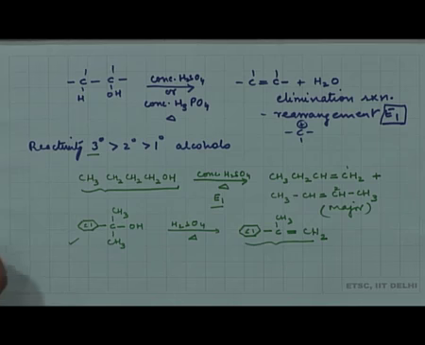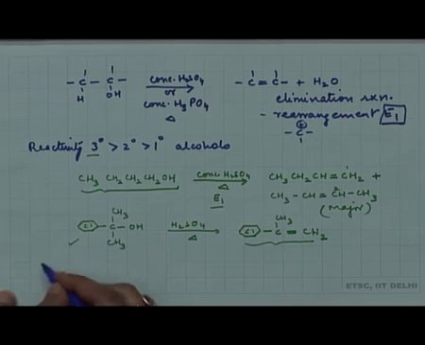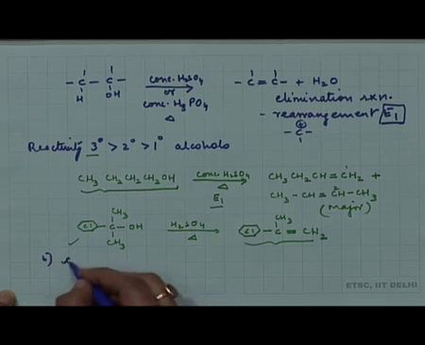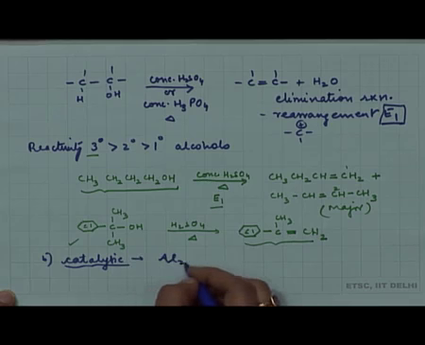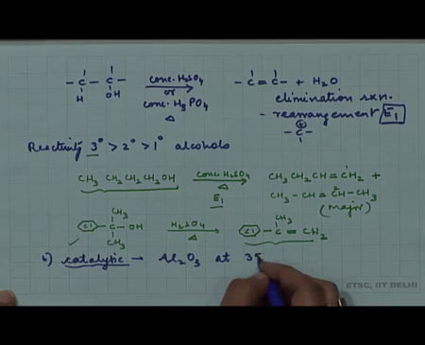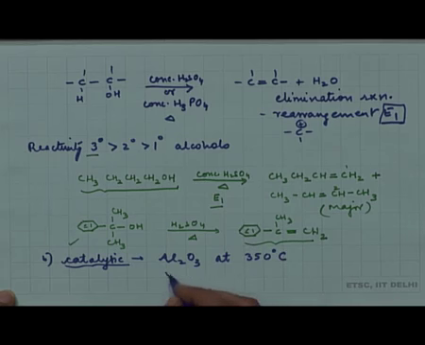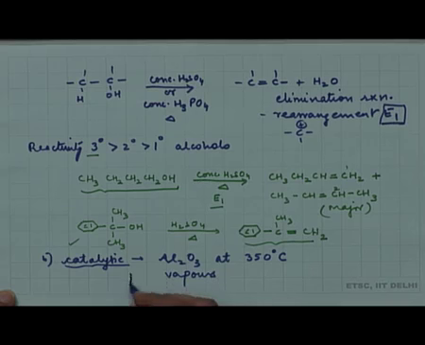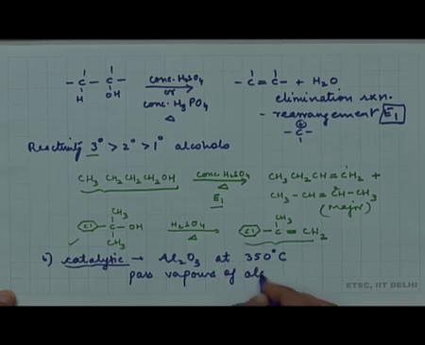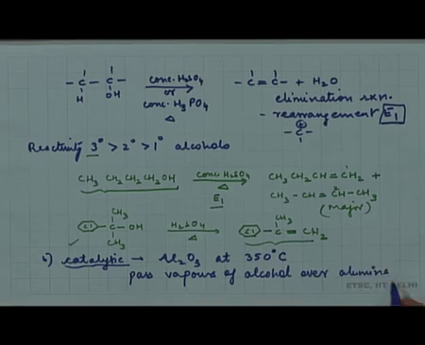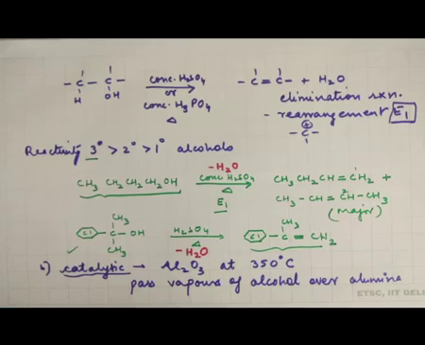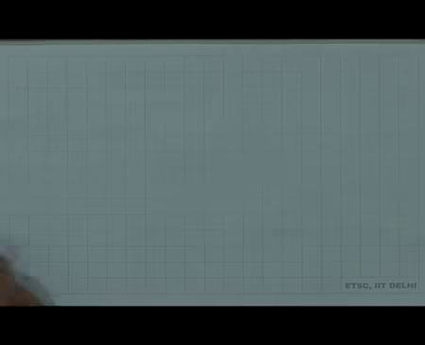The other method of dehydration we said is catalytic. So, for carrying out the catalytic dehydration, the conditions involve, essentially, we use alumina at 350 degree. So, you pass the vapors of alcohol over alumina to bring about the dehydration reaction.